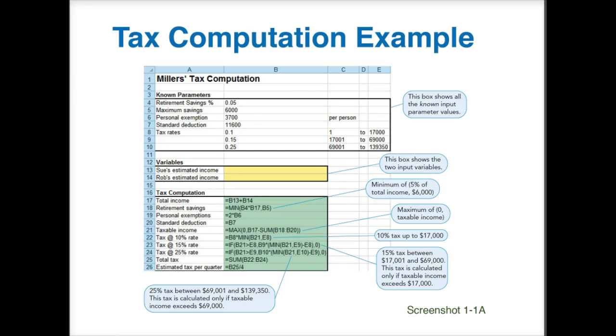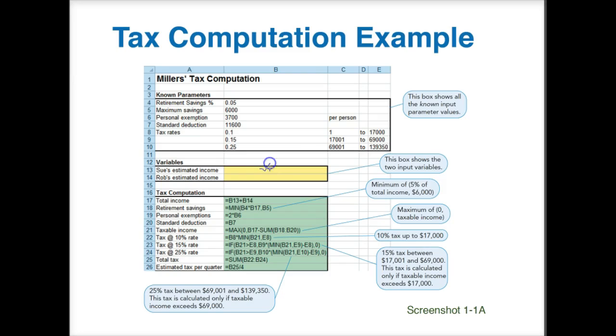So if we were to model this, this is how it would look in Microsoft Excel. We have all of our known parameters up here. You see how we have the retirement savings, the maximum amount of savings in, I guess, some type of IRA account or something like that. We also have personal exemptions, standard deductions, and here are our tax rates. So we have all that laid out here.